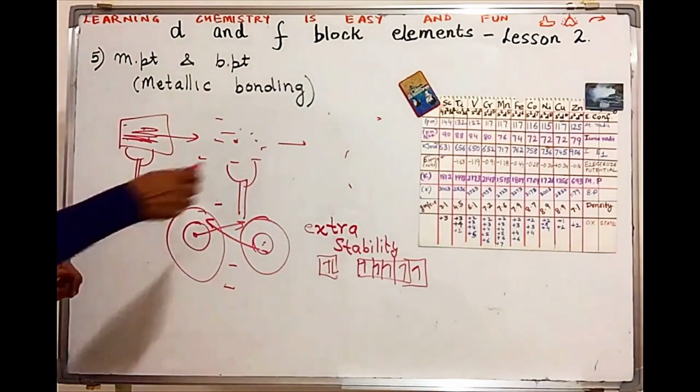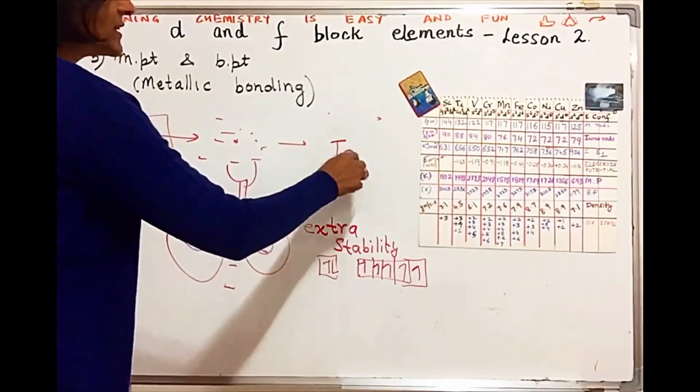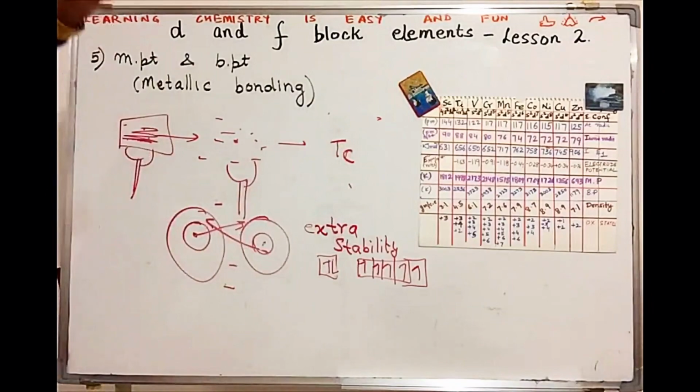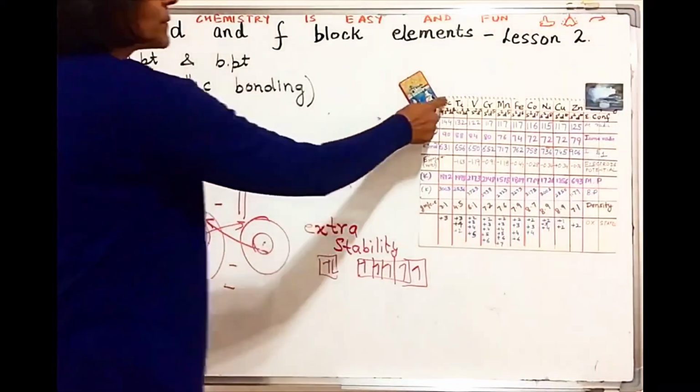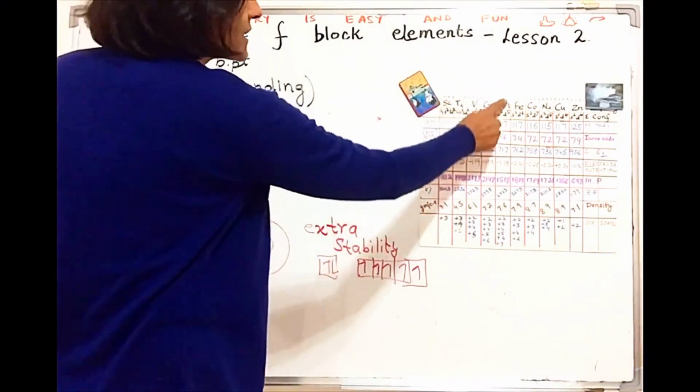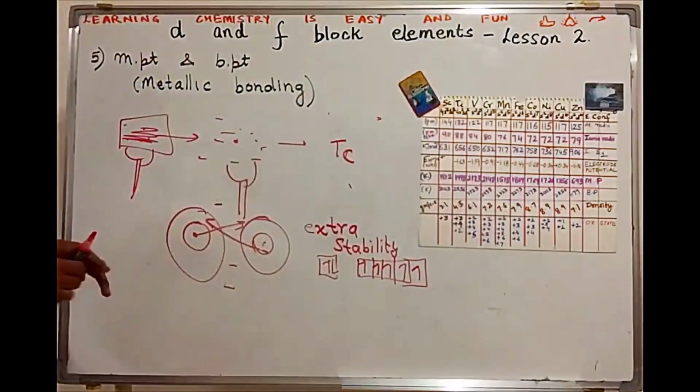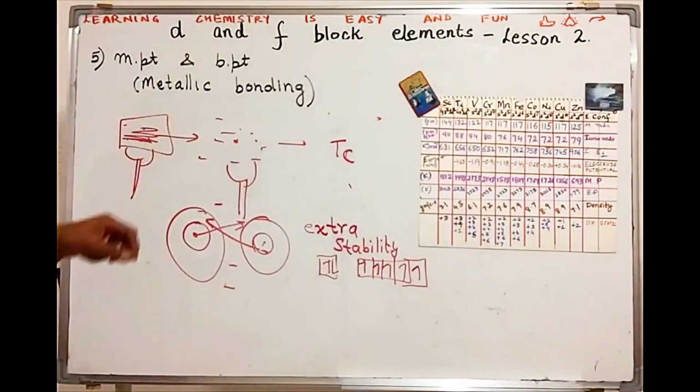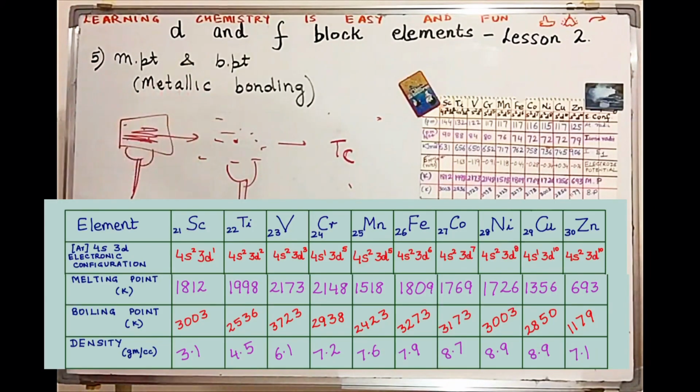Similar behavior is also shown by Tc, technetium, when you are going down in this particular group. So we'll have group number 3, 4, 5, 6, 7. Down the 7th group, again we notice technetium, the melting point is much lower than expected, probably because of the same reason, right?